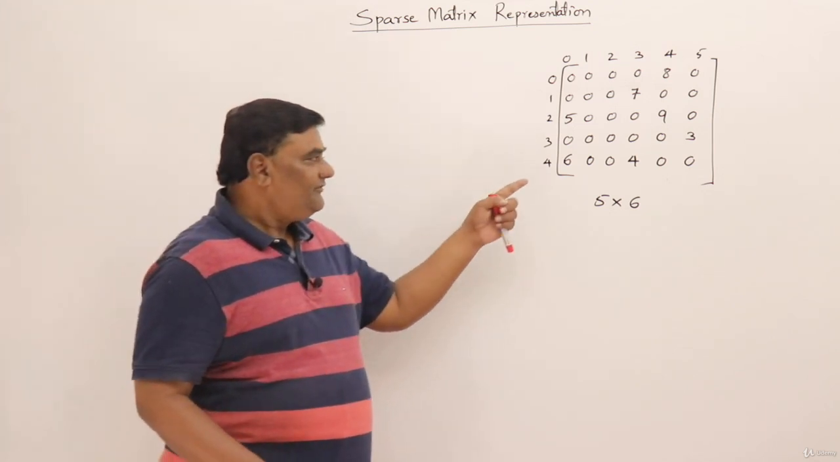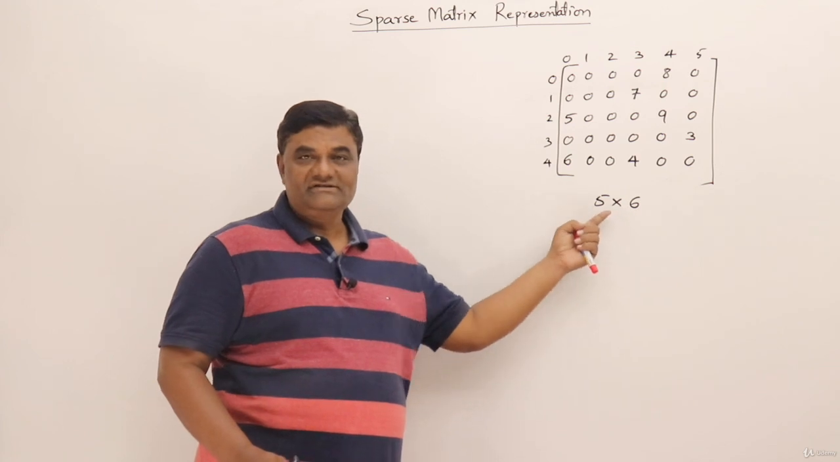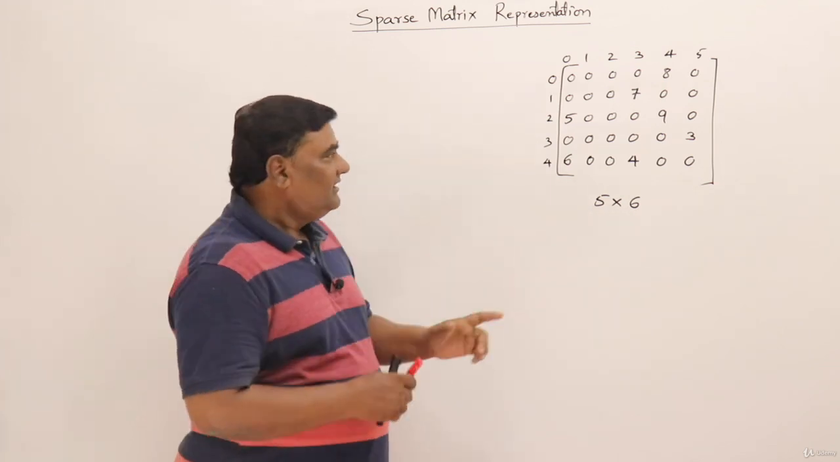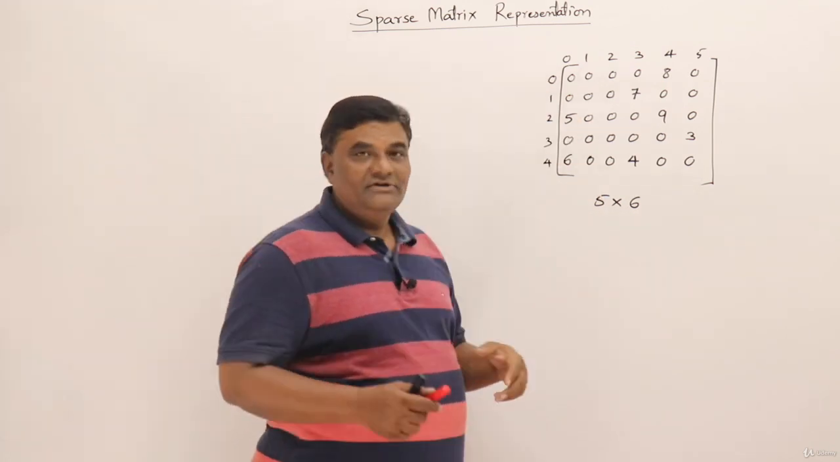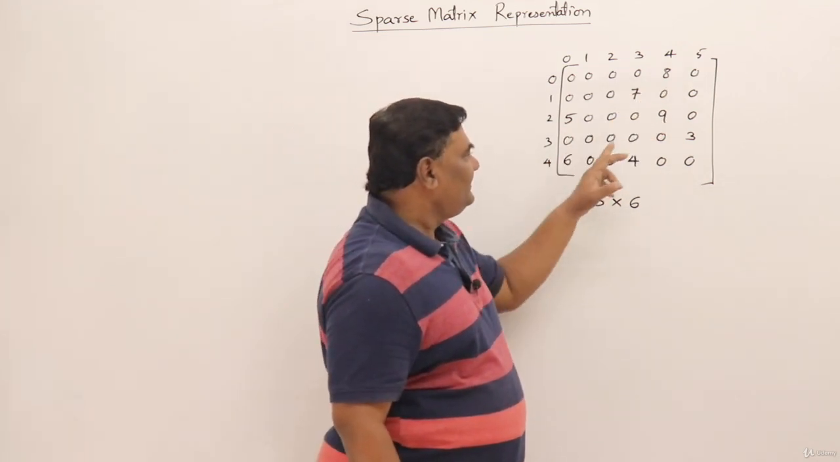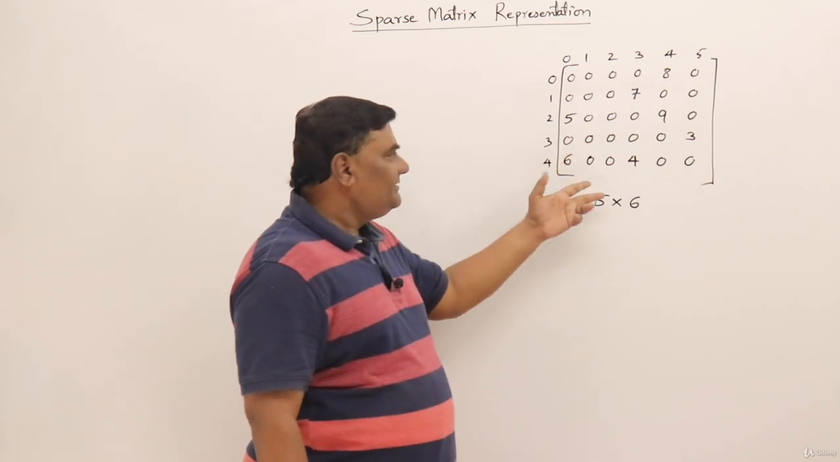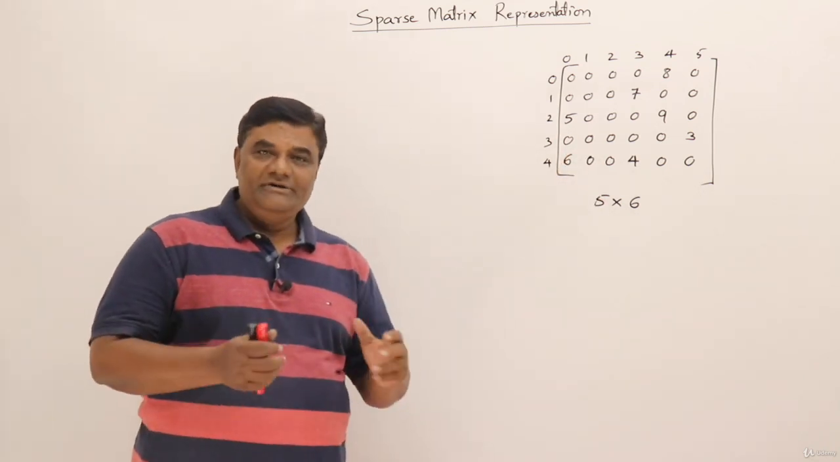I have an example of a sparse matrix of size 5 cross 6, that is 5 rows and 6 columns. A lot of elements are zeros, only a few elements are non-zeros: 8, 7, 5, 9, 3, 6 and 4. Just 7 elements are non-zero. Now how to represent this?